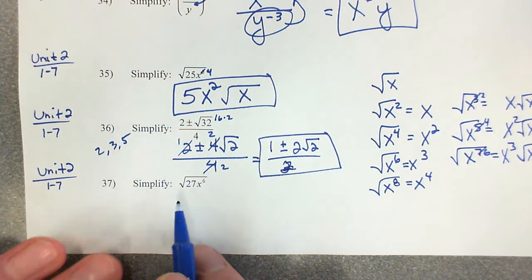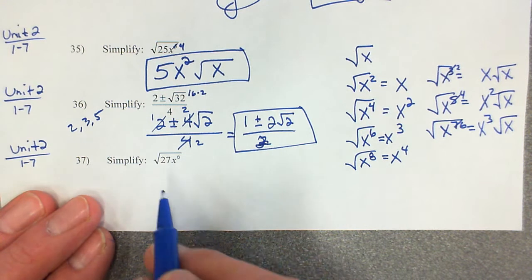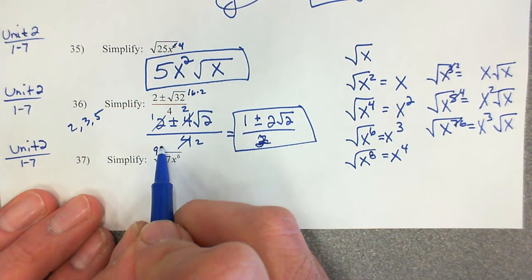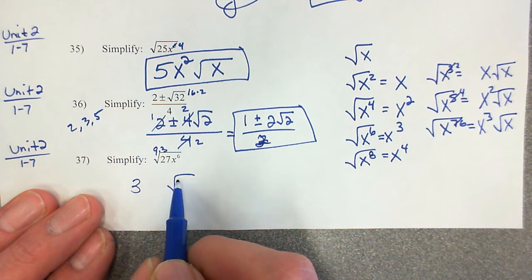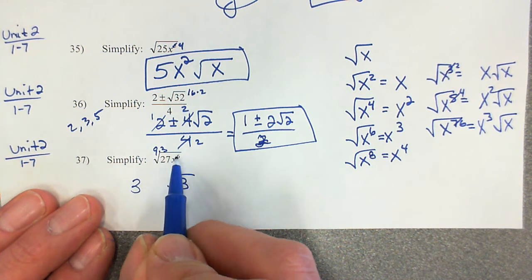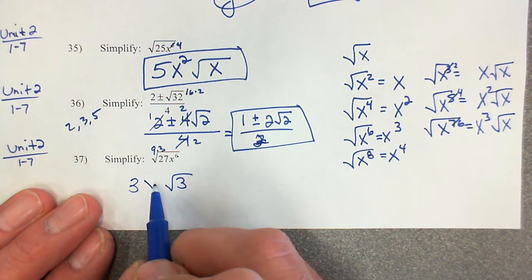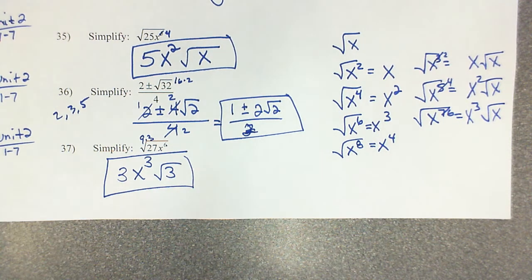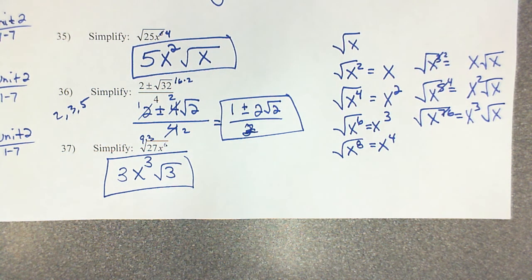Okay? And on the last one, 37, looking for the perfect square factor in 27, we have 9 times 3. So square root of 9 is 3, and we're left with a square root of 3. And then square root of x to the 6th, well, that's an even, so you just take half, so that's x to the 3rd. Okay? So there is a little bit of review on simplifying square roots from Unit 2.